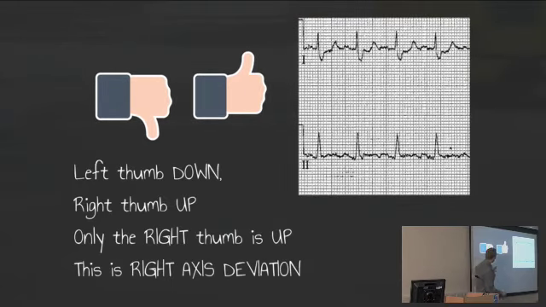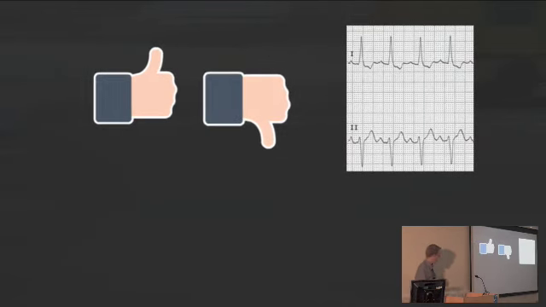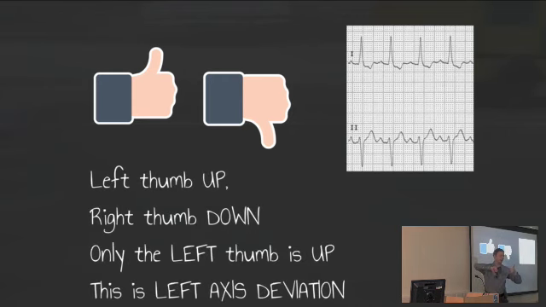In this one, lead 1 is, well, it's just at the borderline, isn't it, but kind of mainly going down. So, lead 1 is mainly down, and lead 2 is up. So, that makes it right axis deviation. Okay? The thing to remember is that the one with the thumb up is where it's going towards. That's right axis deviation when your right thumb's up. If lead 1 is mainly upright and lead 2 is mainly downwards, it's abnormal and it's left axis deviation. Okay?